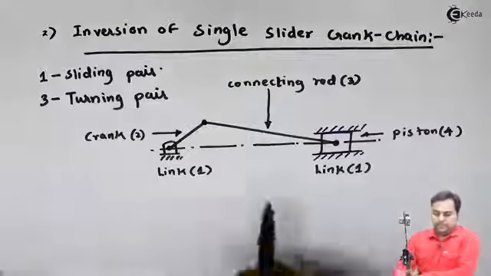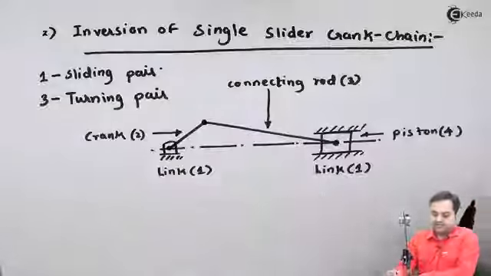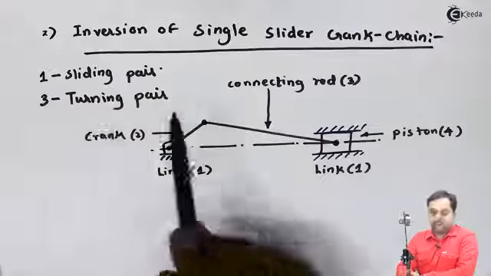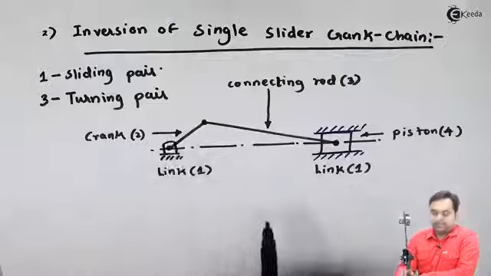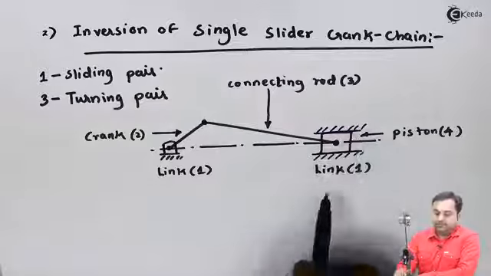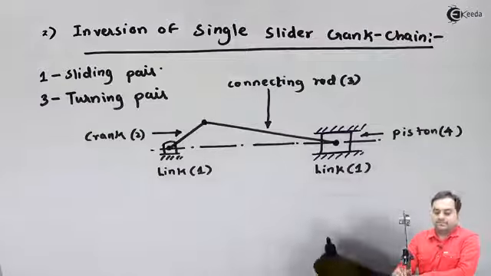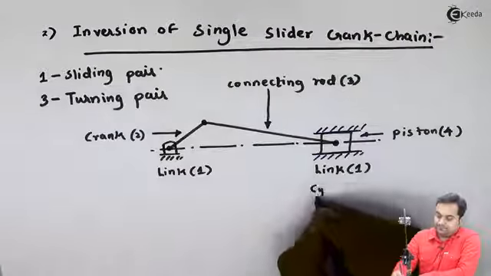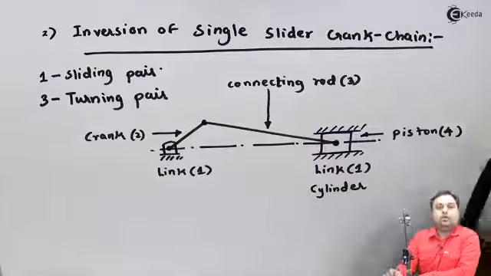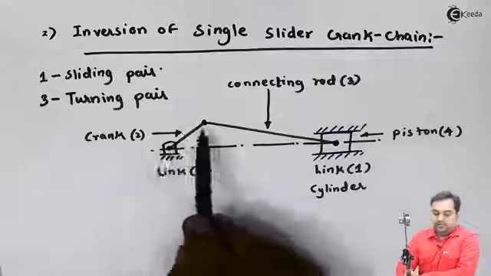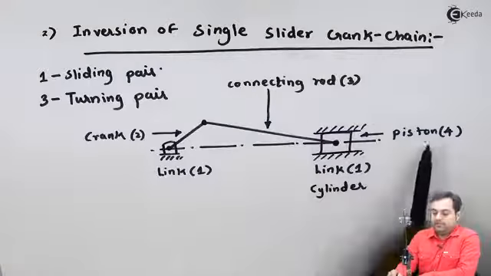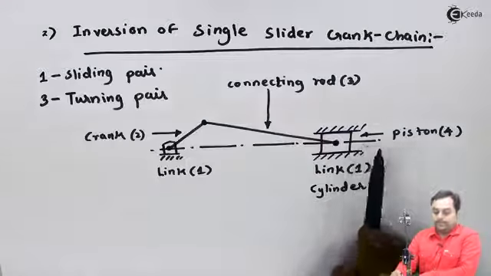Now, in case of single slider crank chain, here we would be having one sliding pair and three turning pairs. As we can see in this diagram, link 1 is the fixed link. Here I'll say that the fixed link is nothing but the cylinder. Then link 2 is the crank, link 3 is the connecting rod, and link 4 is the piston.